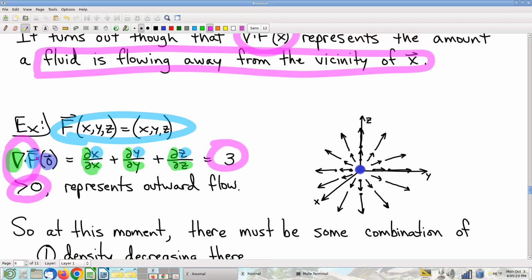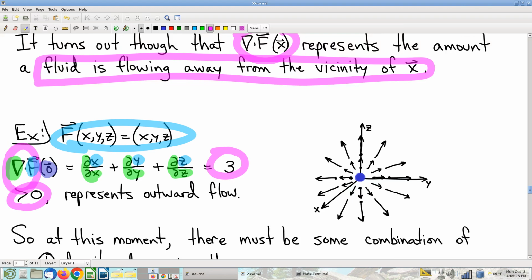Now let's revisit the claim here in the context of this question. The claim is that this thing we just computed should tell us how much the fluid is flowing away from the origin, which is where I'm evaluating this divergence. And notice it's consistent. This doesn't prove anything, but you can imagine that this vector field is representing a fluid flowing outward away from the origin. And the divergence, being a positive number, is saying that there is a positive extent to which the fluid is flowing outward away from the origin. Is that cool?